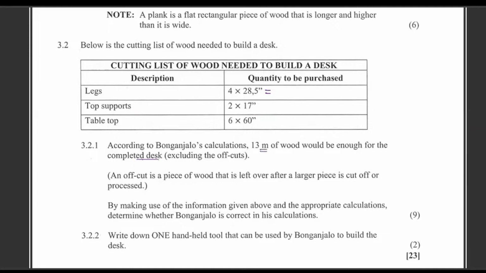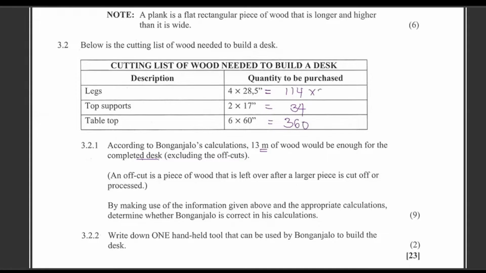These are inches. So what you do, multiply 4 times 28.5. We have it as 114. That's the length that we need for legs. And then we have the top supports. So it's 2 times 17. We have it as 34. Done. These are still inches.